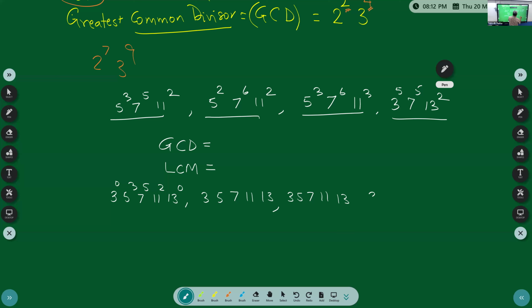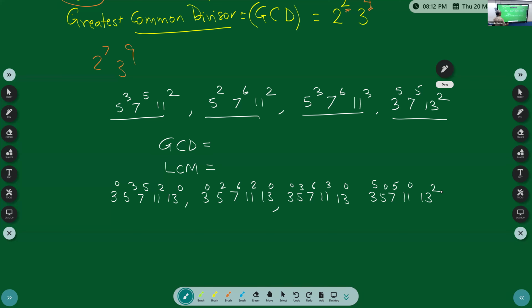3, 5, 7, 11, 13. Okay. So the second number: 3 raised to 0, 5 raised to 2, 7 raised to 6, 11 raised to 2, 13 raised to 0. The third: 3 raised to 0, 5 raised to 3, 7 raised to 6, 11 raised to 3, 13 raised to 0. The fourth: 3 raised to 5, 5 raised to 0, 7 raised to 5, 11 raised to 0, 13 raised to 2. These are the numbers.